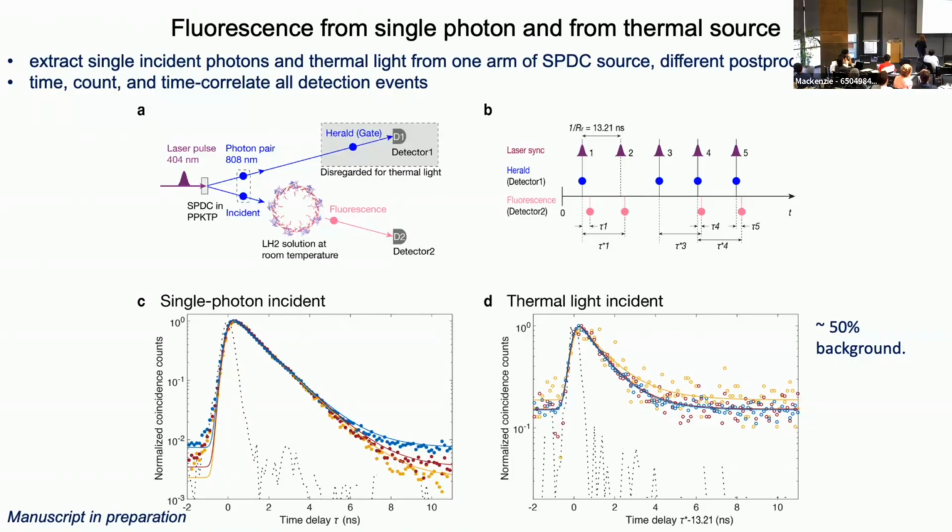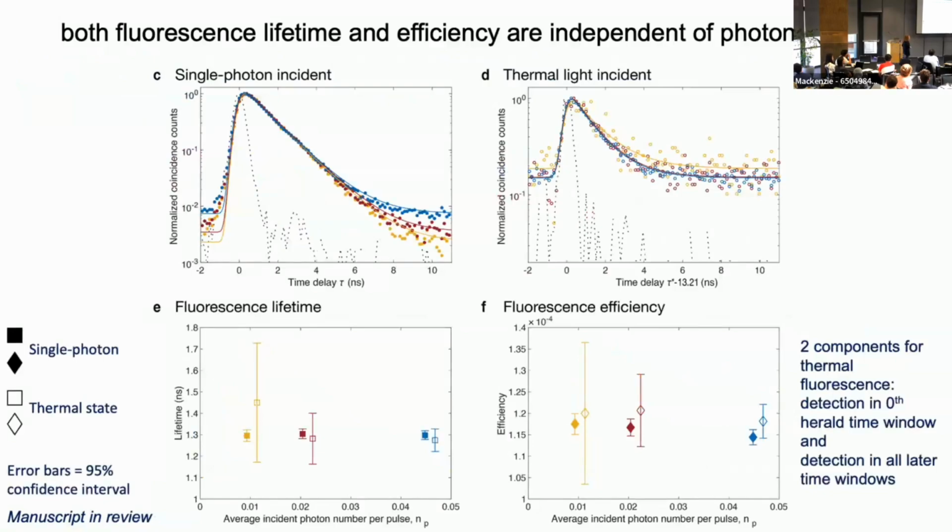Okay, so first of all, if we just look at the fluorescent light and we just measure the coincidence counts with single photon and then with thermal light incident, then we get these plots here. And I'm just going to first of all show that the fluorescence lifetime and the efficiency, which are quantities normally measured in photosynthesis, are both independent of photon statistics. Basically, you extract the lifetime by fitting to this decay here, and the efficiency is also relatively easily measured. Okay, so that's really not so surprising.